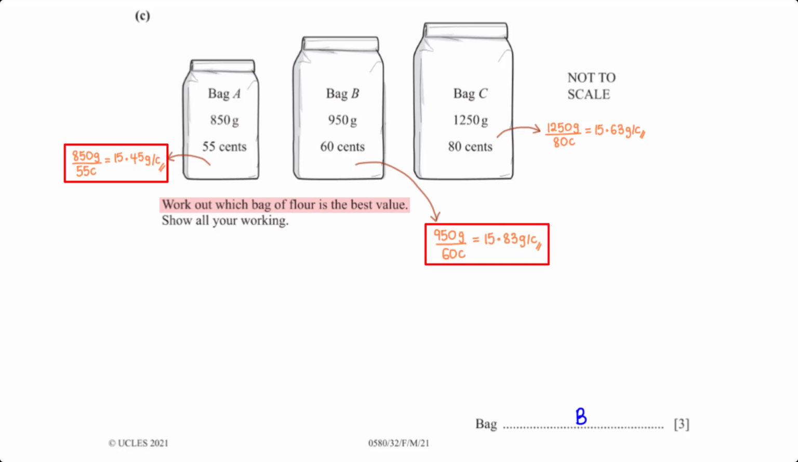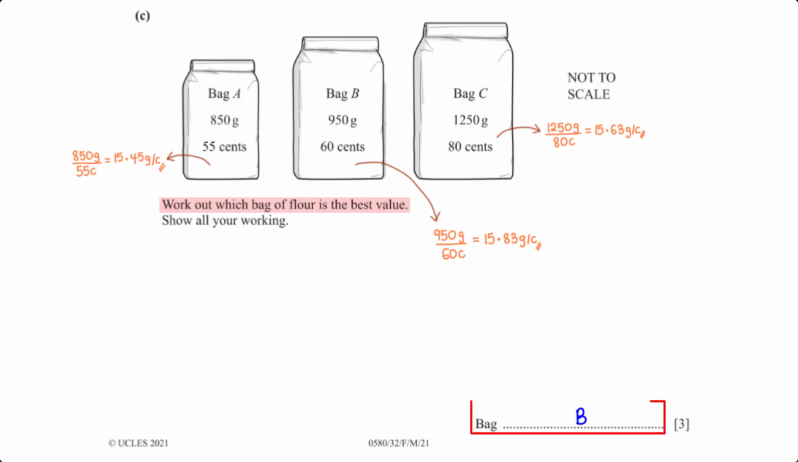For bag B, we get 15.83 grams of flour for every cent paid. And for bag C, we get 15.63 grams of flour for every cent paid. Out of the 3 bags, the highest value is 15.83. So bag B offers the best value.